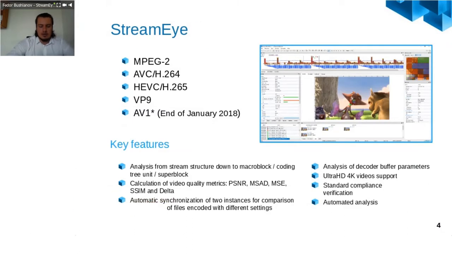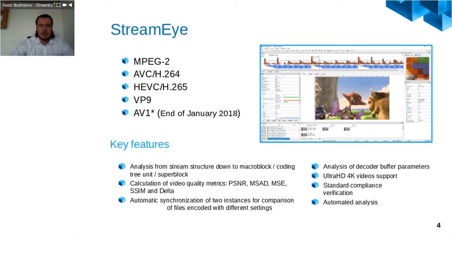So, a bit about the essential features of StreamEye. The first question that all StreamEye users are interested in is which codecs do you support? In StreamEye, we support the traditional codec MPEG-2. We support AVC, or H.264. Around 3 to 5 years ago, we started to support the HEVC video codec, and we support it in full, as well as VP9. And at the end of January next year, January 2018, we are going to support the AV1 video codec.